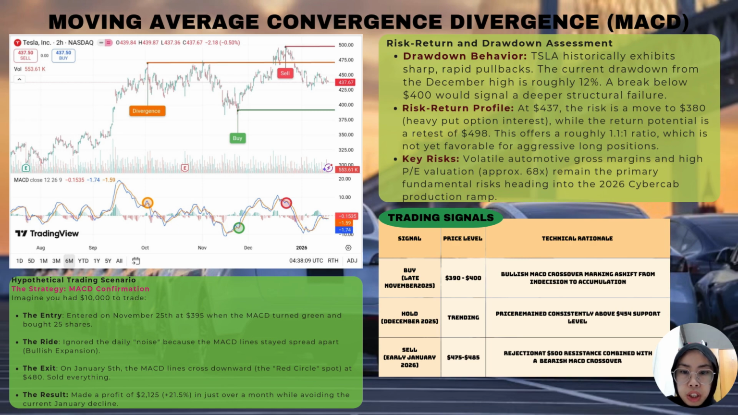In conclusion, using the MACD helped us see when the strength of a move is dying out before the price actually falls.